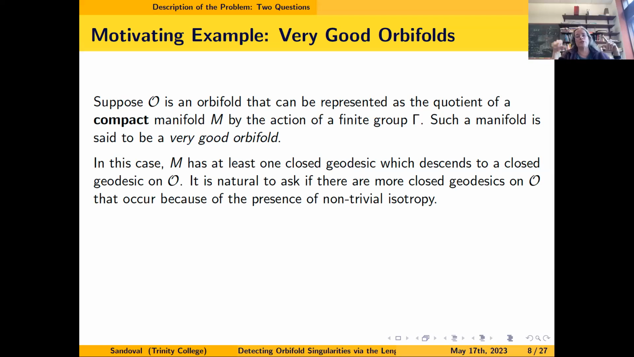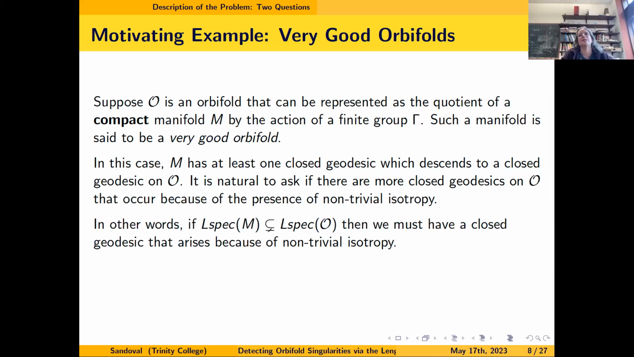So you could have had geodesic lassos, which happen to close up smoothly or close up because of the presence of isotropy. So in this case, if that were to happen, then the length spectrum of M is going to be properly contained in the length spectrum of O. And so these are two length spectra we can look at. And if we can detect the proper containment of one within the other, then we know we must have a singularity.